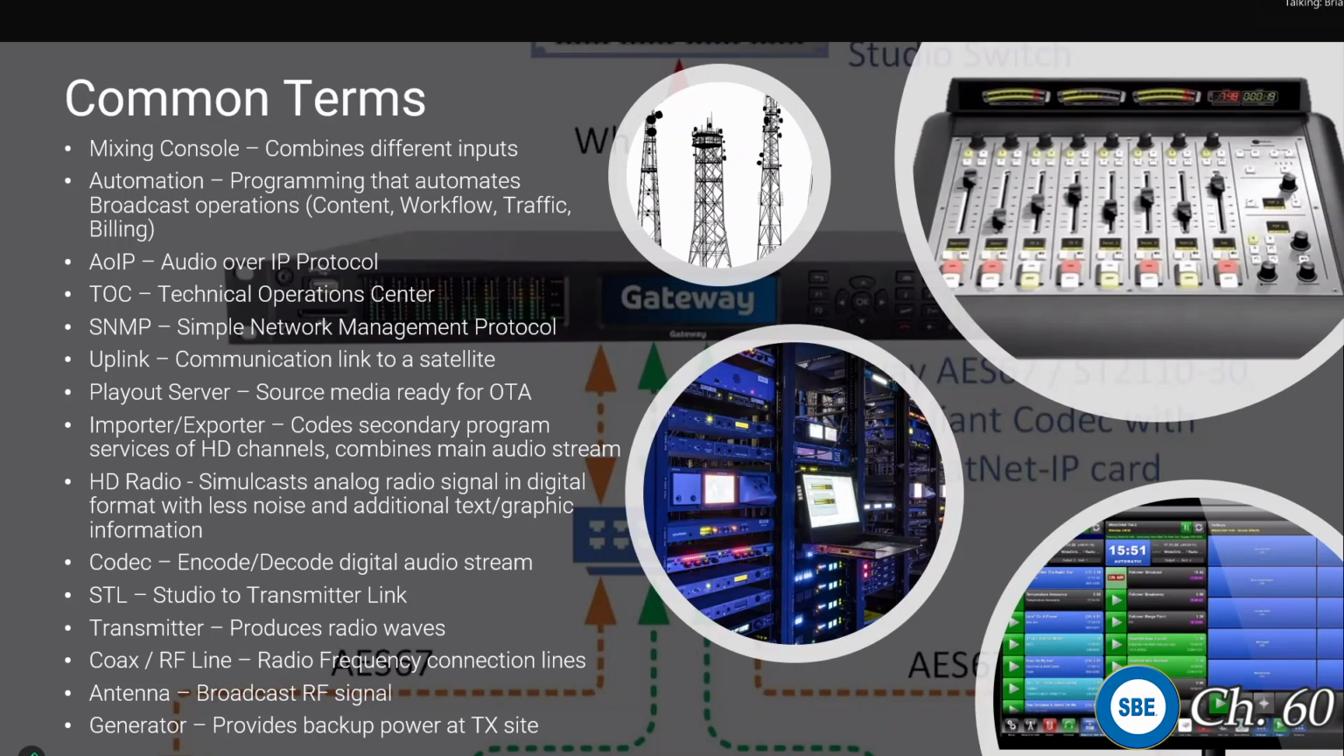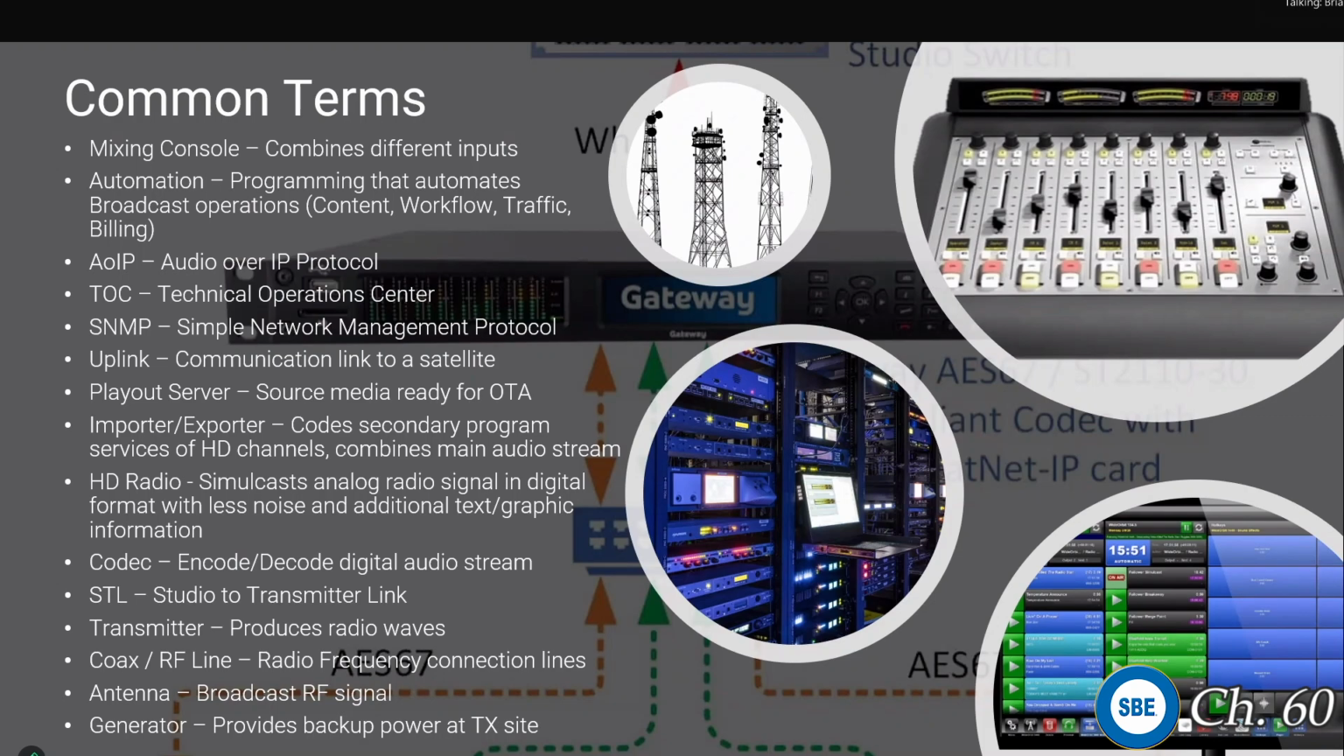Another term that gets used quite a bit in a modern facility is codec, and that's used to encode or decode an audio stream over IP. Studio transmitter link is pretty much what it says. It's a studio to transmitter link. It can be microwave. A lot of people now are moving towards backing up the microwave with fiber.